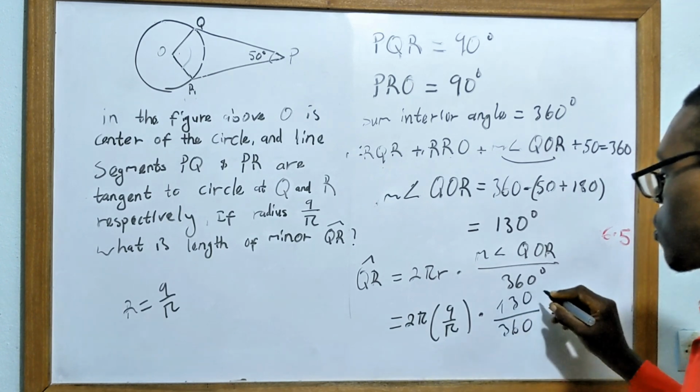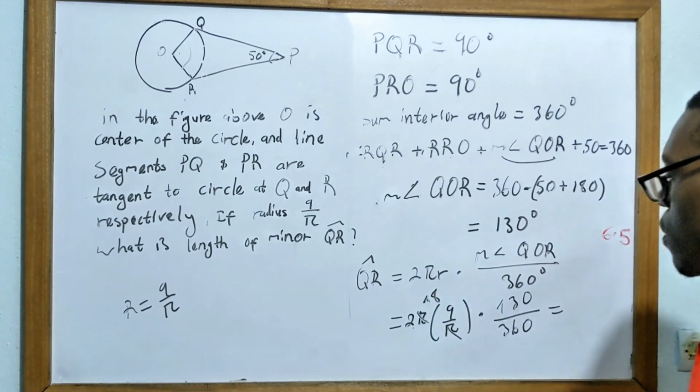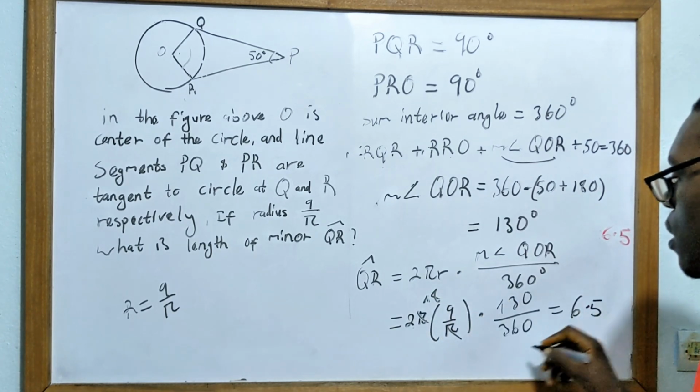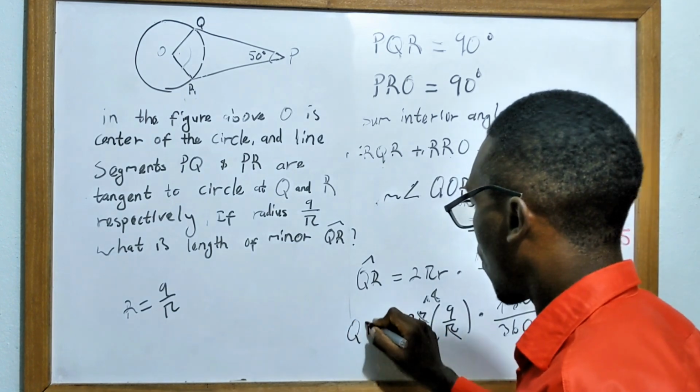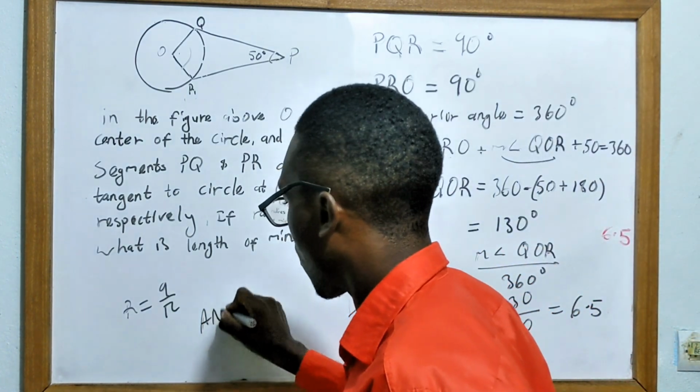You're going to be having, counting this on your calculator, this and this will cancel. You're going to have 18 here, and you're going to have 6.5 as the length of the minor arc QR, and that is the answer.